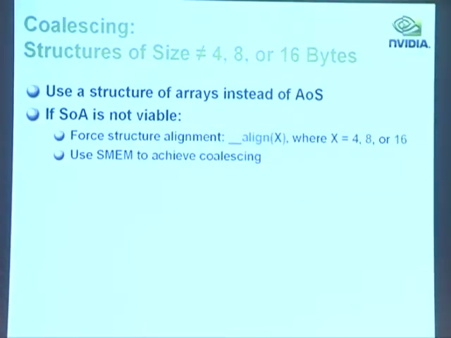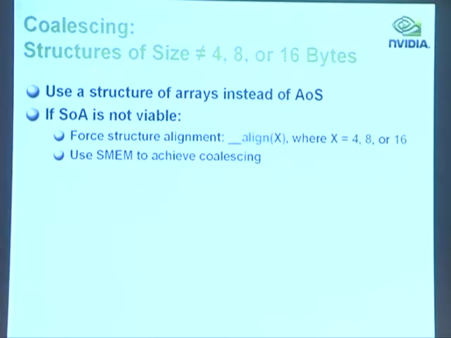Or some multiple of 4, 8, or 16 bytes. So in general, for data parallel programming, it's valuable to use structures of arrays, at least for your global memory arrays, instead of array of structures.